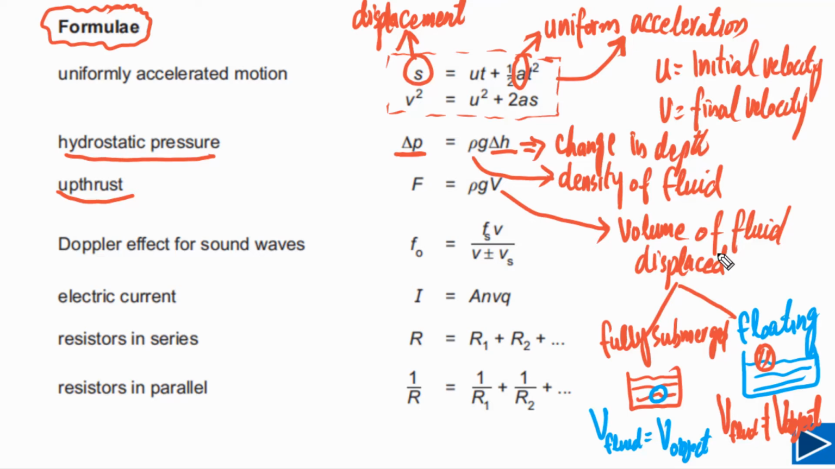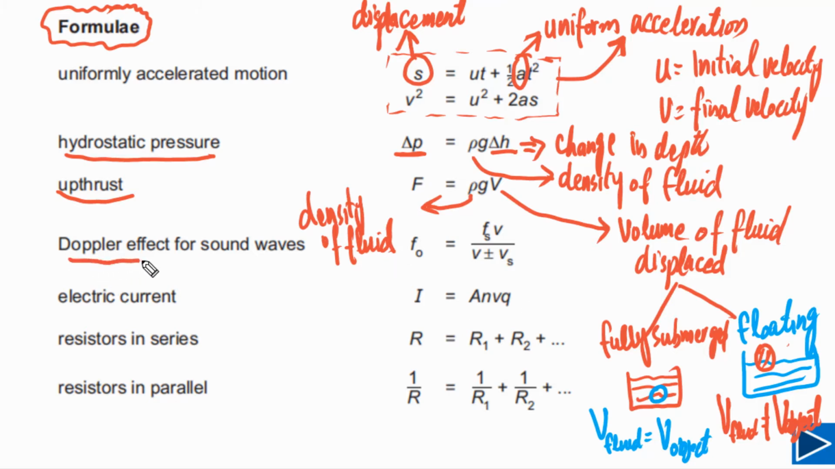V is the volume of fluid displaced. You can use this equal to volume of object if the object is fully submerged. If the object is floating, not fully submerged, you cannot use volume of object here. And rho is density of fluid.